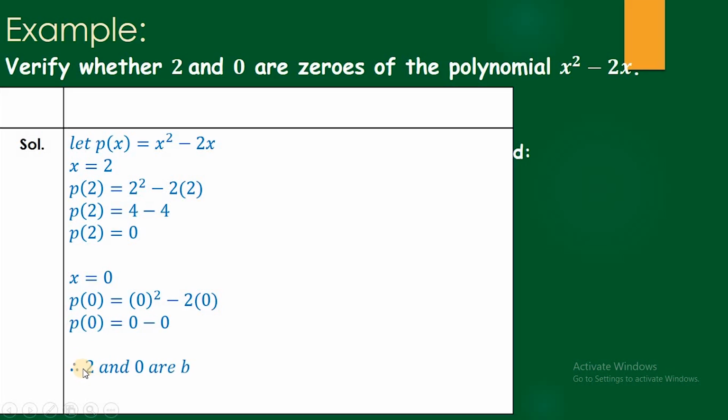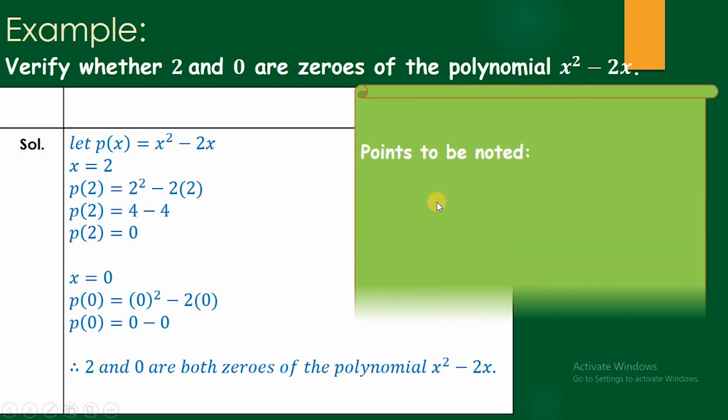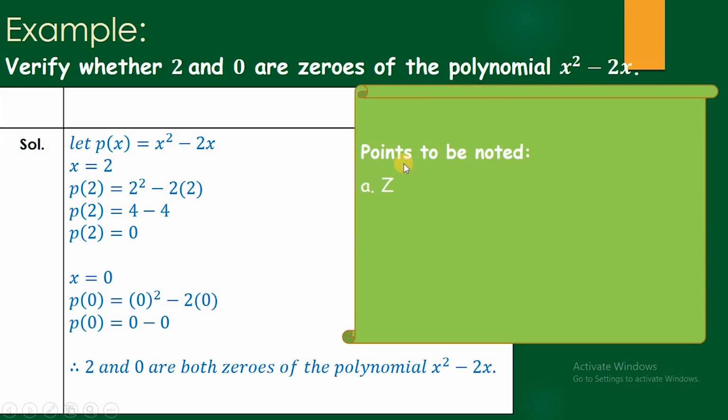Therefore, we can conclude that 2 and 0 are both zeros of the polynomial x square minus 2x, because at both the indicated values, the given polynomial becomes 0. So a few things to be noted here. First one is, zero of a polynomial need not be 0. Here you see that 2 is the zero of the polynomial, but 2 is not 0. Therefore, zero of a polynomial need not be 0. It can take any value.